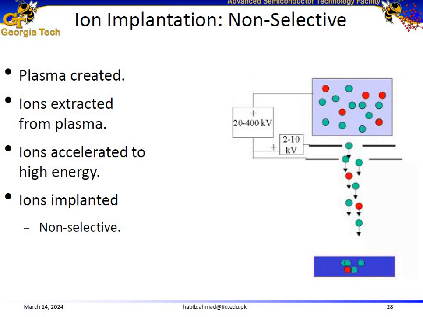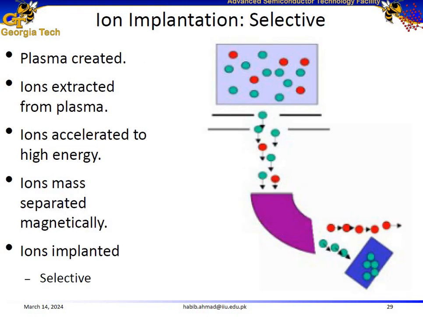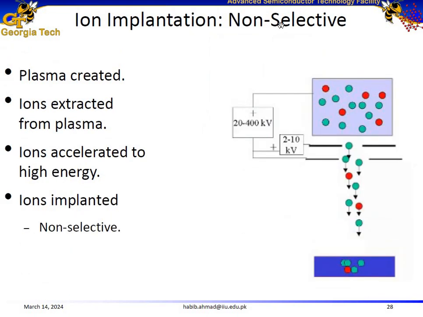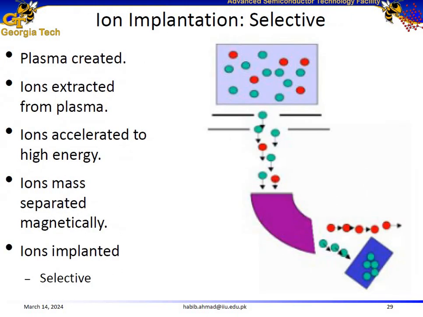The ion implantation could be non-selective or it could be selective. In selective ion implantation, we have the analyzing magnet, which allows the intended ions to travel towards the wafer, and it directs the unintended ions into some different direction, or it blocks them. In a non-selective ion implantation setup, we don't have the analyzing magnet, so it's not selective. Both the intended and unintended ions actually travel towards the wafer and get inserted into the wafer.